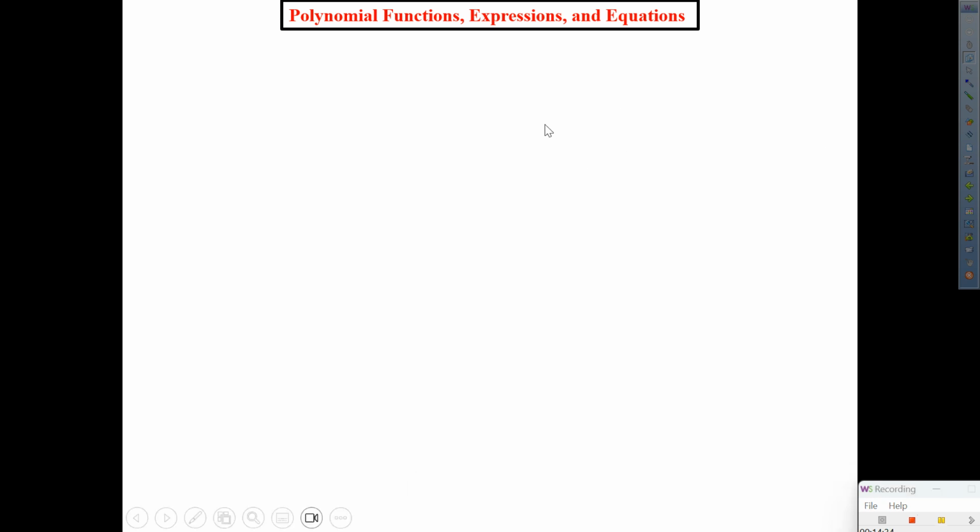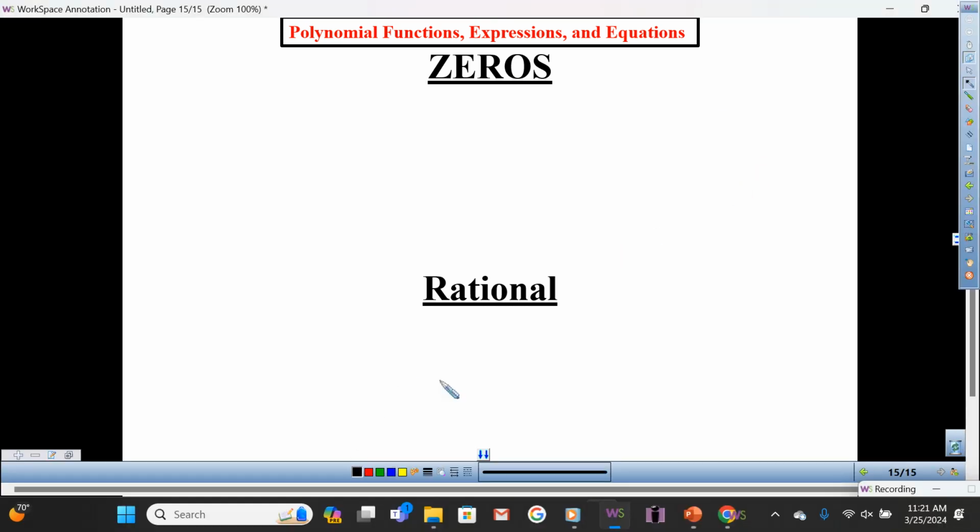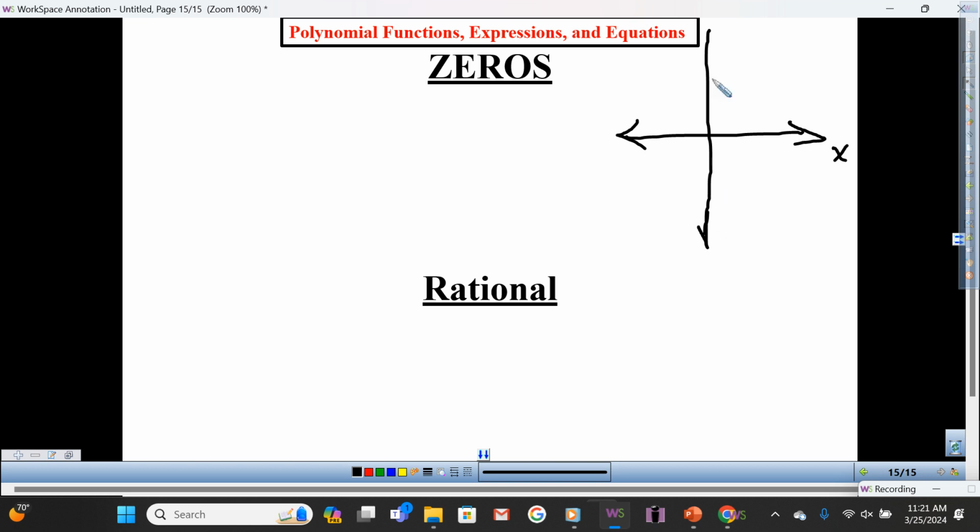So I'm going to elaborate on two things. The first one is what we call zeros. And the second thing is what we call rational. Earlier we talked about zeros. Zeros is basically whenever a graph crosses the what? Remind your neighbor, please. Whenever a graph crosses what? Yes, the x-axis.